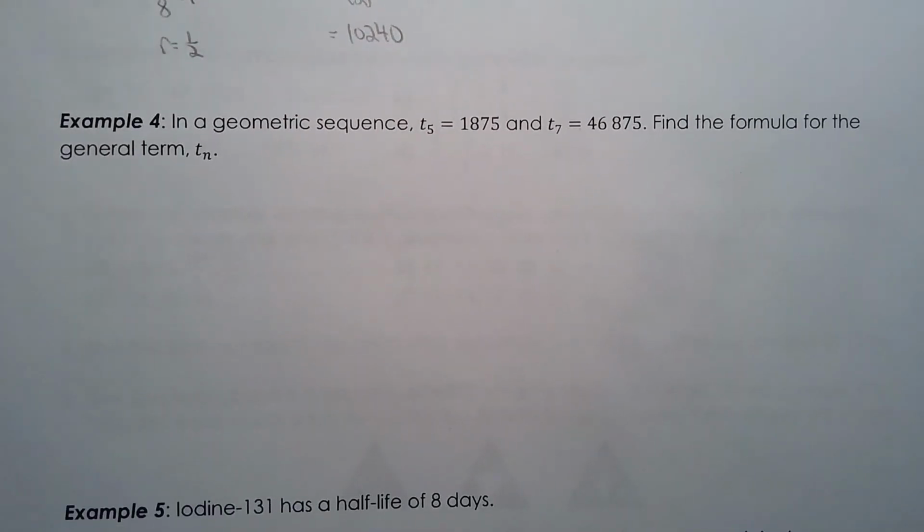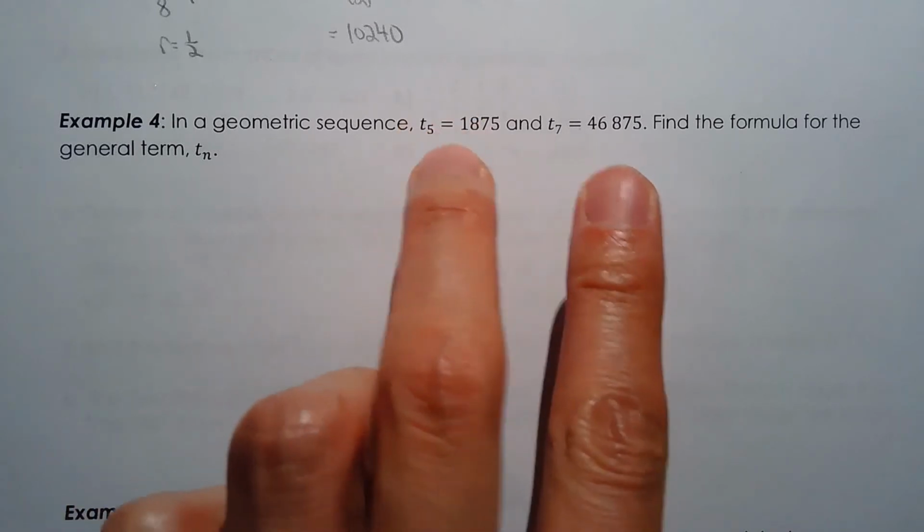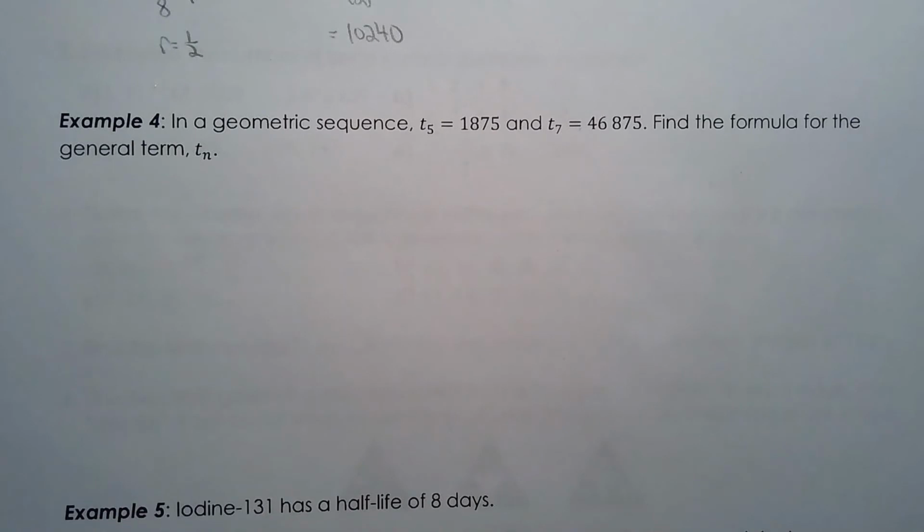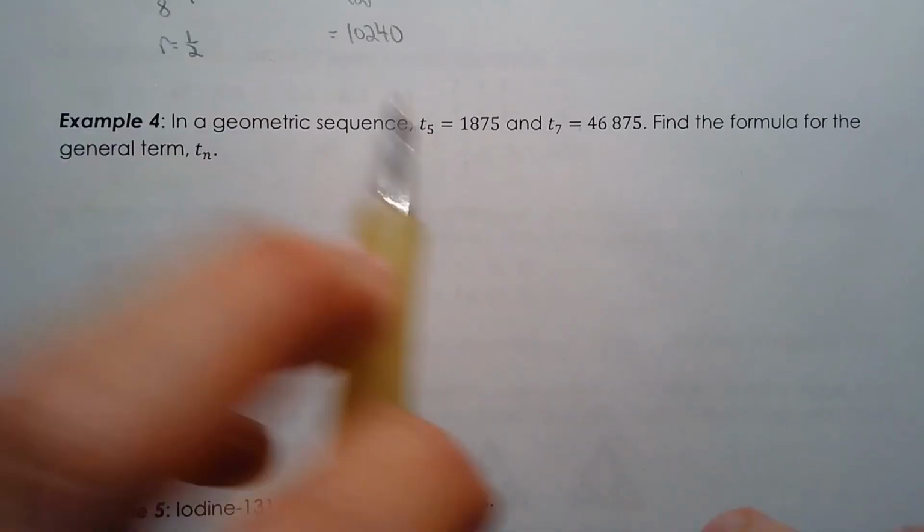All right, what do we have here? In a geometric sequence, you have the 5th term, you have the 7th term. Find the formula for the general term, which means I need to know A, and I need to know the common ratio. Before I solve for the common ratio, I have the expectation that there are going to be 2 different values for the common ratio. I'll tell you how I know, okay?